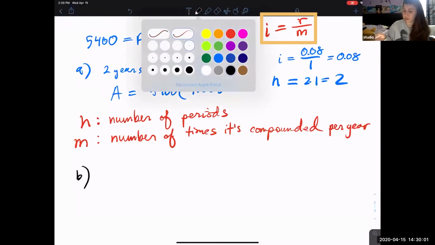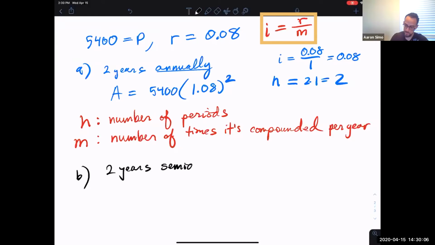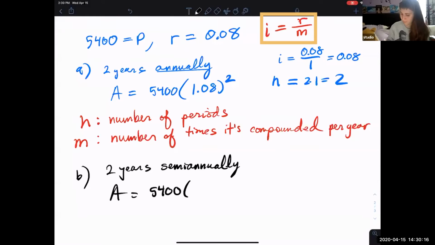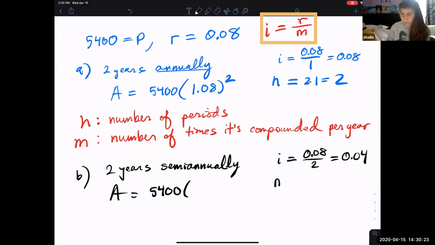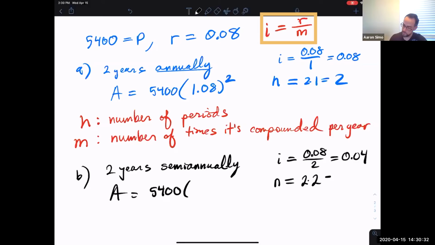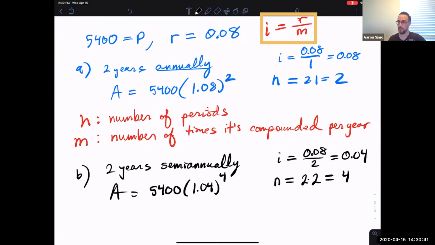So for B, what I should have put was 5,400 times (1 plus 0.04), since it's 2 years semi-annually, right? You can say A equals 5,400. You've got to realize that I in this case is 0.08 divided by 2, so 0.04. And N, what did you put for N? Since it was semi-annually, I put 2. 2 times 2 though, because it's 2 years. Yeah, so this is 1.04 raised to the 4, right?